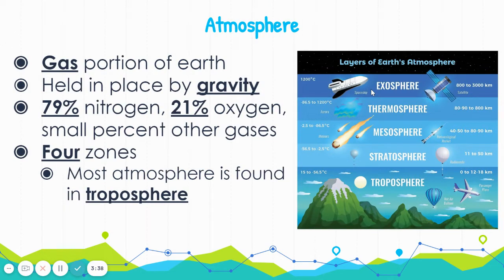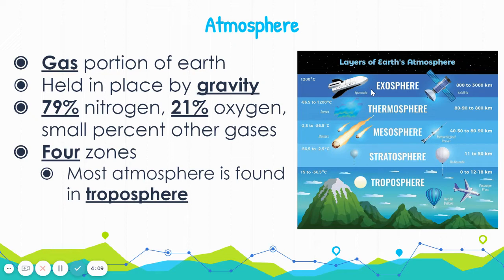All right, then we have the atmosphere. The atmosphere is the gas portion of Earth. The gases that surround Earth are held in place by gravity. That's what prevents them from just floating off into space. The atmosphere is about 79% nitrogen, 21% oxygen, and then the other percentage is a mixture of other gases, including water vapor and ozone and sulfur dioxides and things like that.